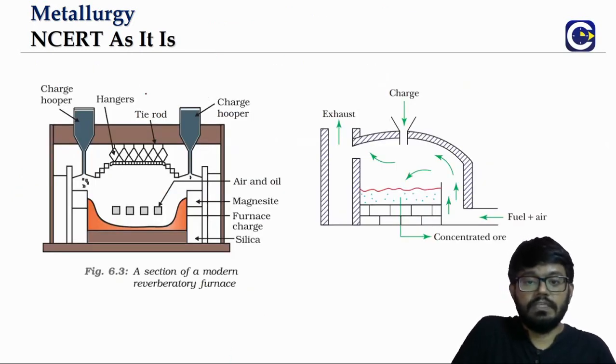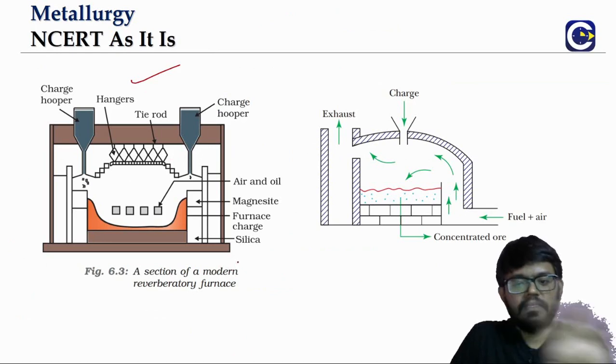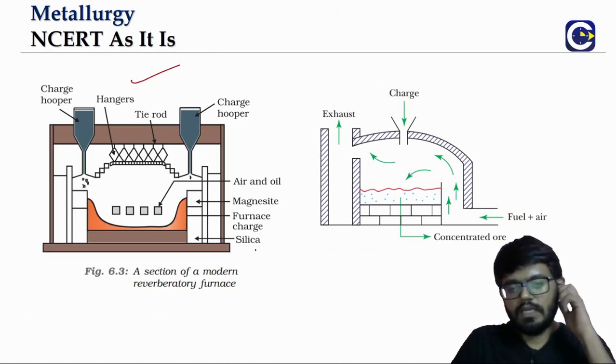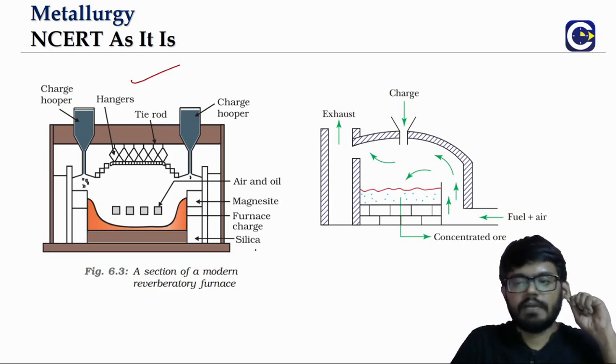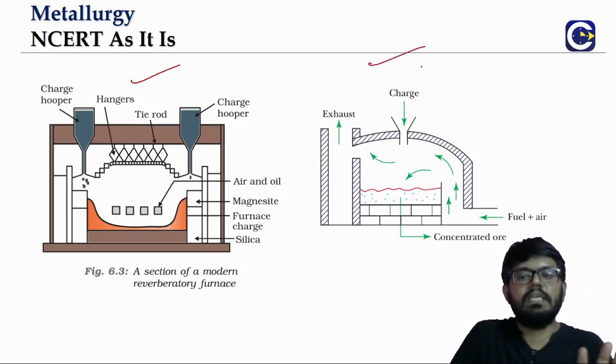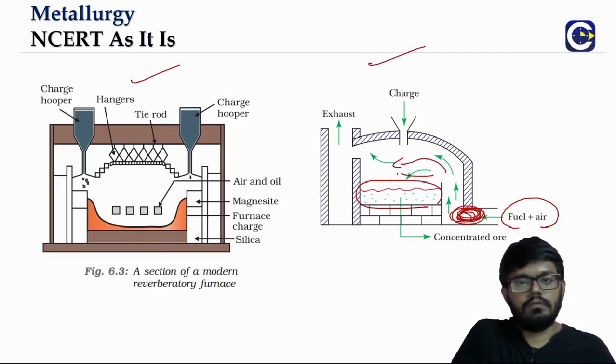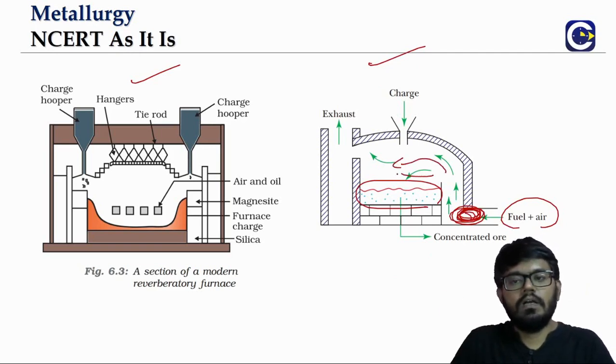This is the diagram that is given in the NCERT, which can be slightly not very convenient to comprehend. So we'll try to use this diagram, which is very easy to comprehend. We'll have the concentrated ore. This is the charge that we call it. And the combustion happens in a separate chamber. The hot air will be blown over the ore.